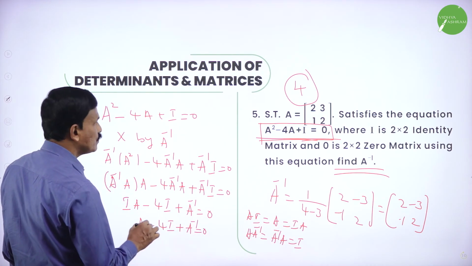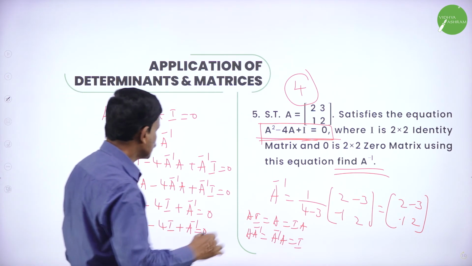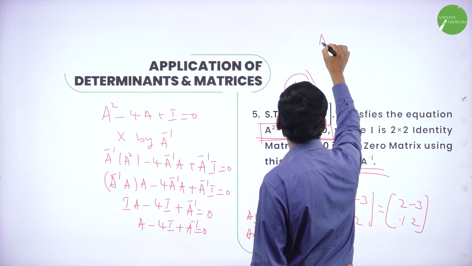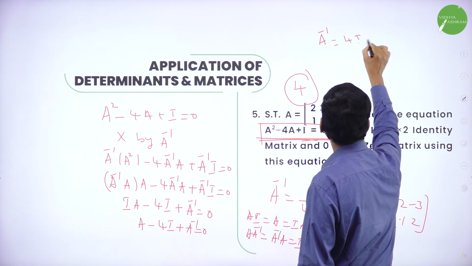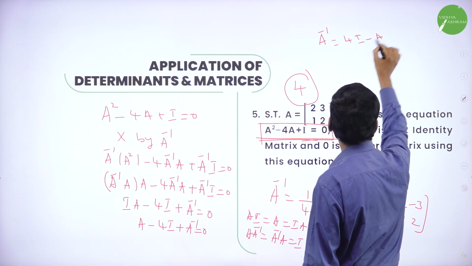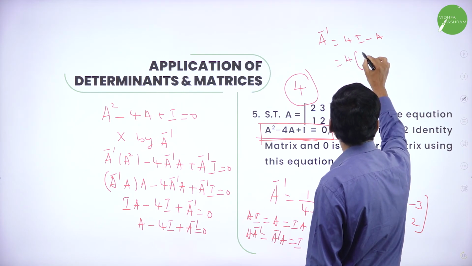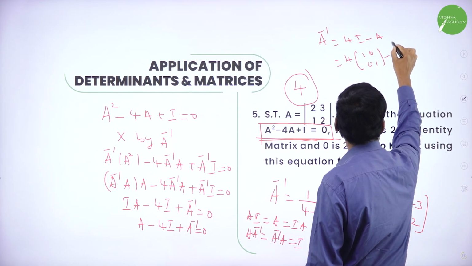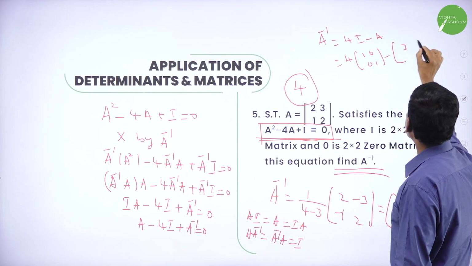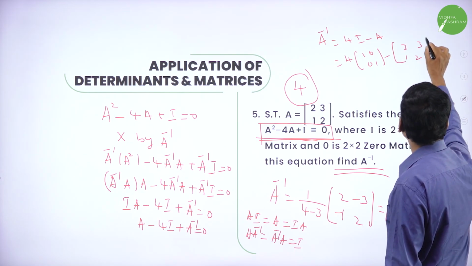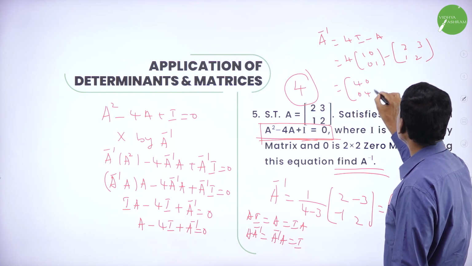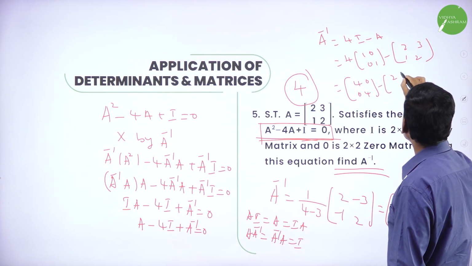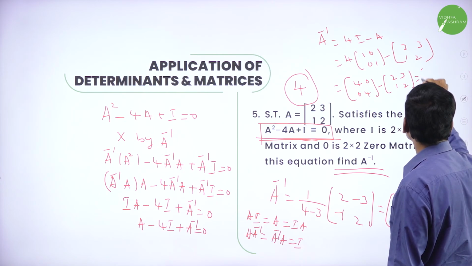So A minus 4I plus A inverse is equal to 0. Now what we want to find is A inverse. So just keep A inverse and transfer the rest. Minus 4I becomes plus 4I and plus A becomes minus A. 4 into I is [4, 0; 0, 4], minus A, which is [2, 3; 1, 2]. Subtract this.